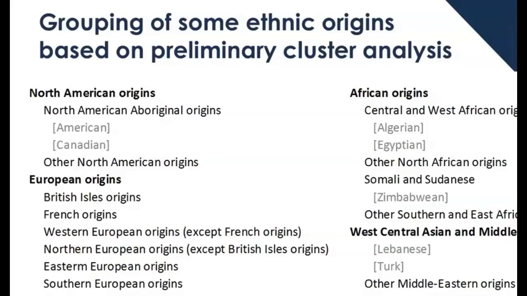In the Caribbean, I grouped the origins coming from the sovereign states of the Lesser Antilles. Lots of grouping in the African origin as well. So I have one group for the Central and West African origin. The Algerian and Egyptian were shown to have different patterns, so I kept them in a single group together on their own, but created another group for the other North African origin. I have one group for the Somali and the Sudanese that were specific as well, one for Zimbabwean, and then we created a grouping for the other Southern and East African origins.